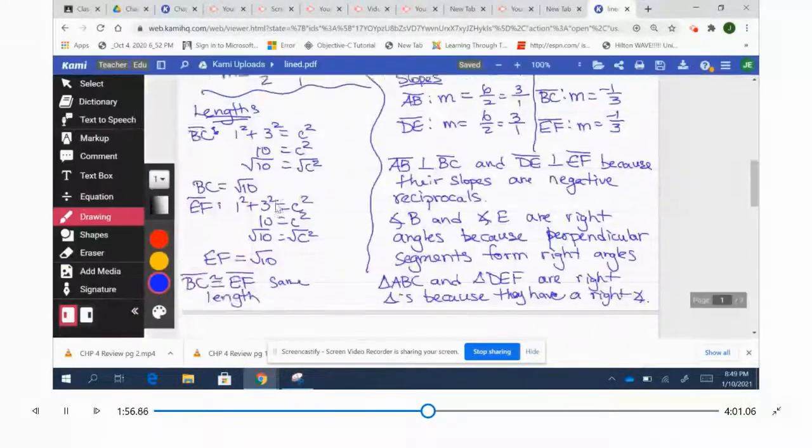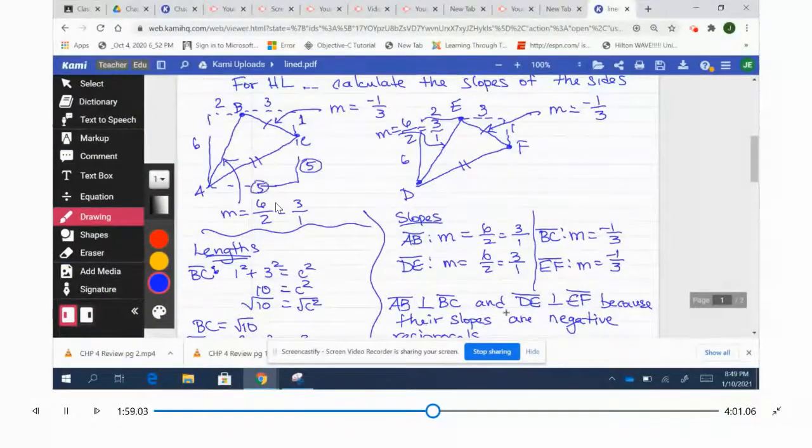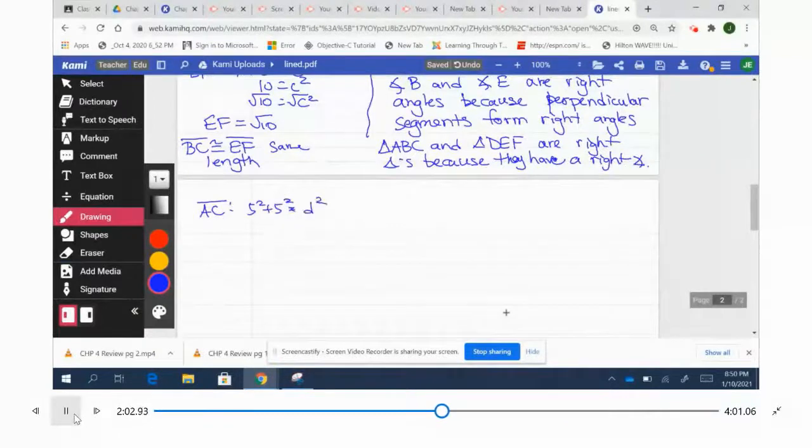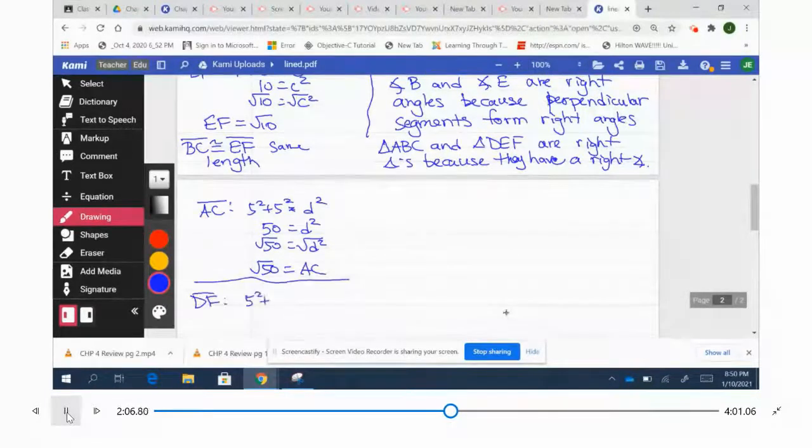All right, so now I'm going to calculate side lengths AC and DF. Okay, so the change in x is 5, the change in y is 5. So the Pythagorean theorem is being demonstrated here. The length of AC is square root of 50.